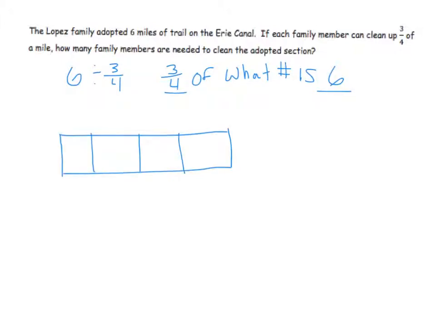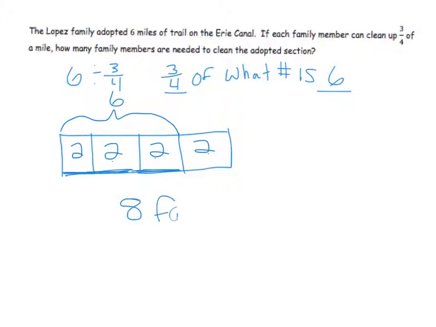So like the first 2 problems ago, we know that 3/4 is 6. So we can figure out if 3 of these equal 6, each one has to equal 2. 2, 4, 6. And so this last one would also equal 2. So 2, 4, 6, 8. So there are 8 family members total.